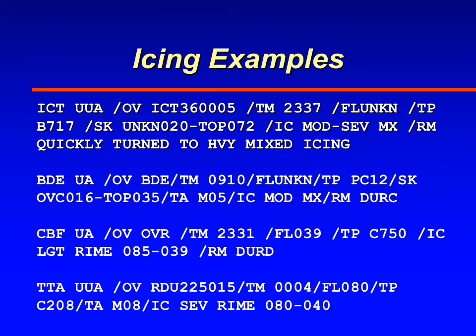A lot of examples. The first one is around Wichita, and it is an urgent pilot report, kind of north of the Wichita VOR. Don't know the altitude, but it's a Boeing 717. And they say don't know what type of layer it is, but they're climbing through it. But it's at 2,000. The tops are at 72. It says moderate to severe mixed ice, and it said it quickly turn to heavy mixed icing.